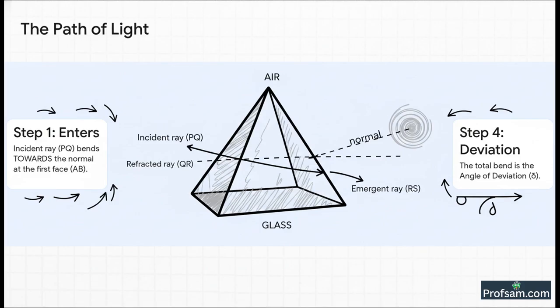Step 2. This bent ray, QR, travels straight through the glass. Step 3. It then hits the second face, AC. Now it's going from glass back to air, from denser to rarer, so this time it bends away from the normal. And this ray that comes out is the emergent ray, RS. So the key thing to notice is that light bends twice, once when it goes in and once when it comes out.